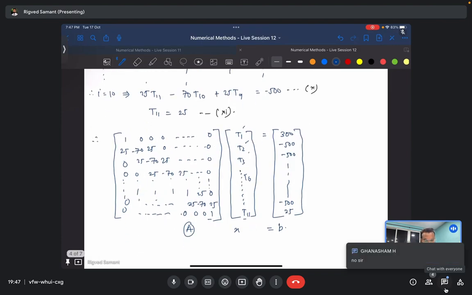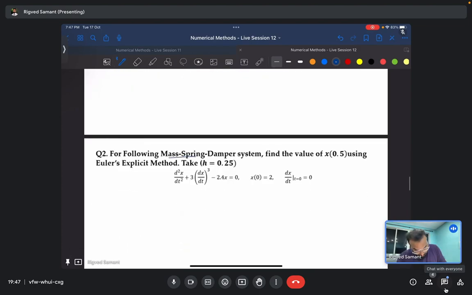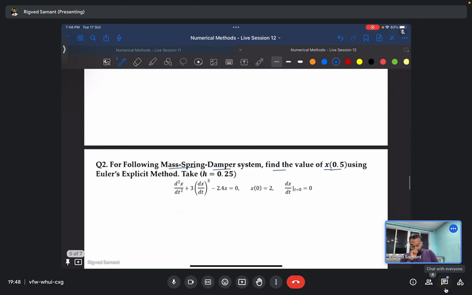No, right? So we'll move forward. The next one is, for the following mass spring damper system, find the value of x at 0.5 using Euler's explicit method. And this is the ordinary differential equation that you have. Can we solve this?